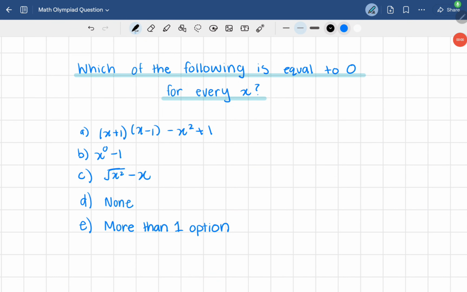Hey guys, today we're going to be solving this problem. Which of the following is equal to 0 for every x value? Our first option being (x + 1)(x - 1) - (x² + 1).